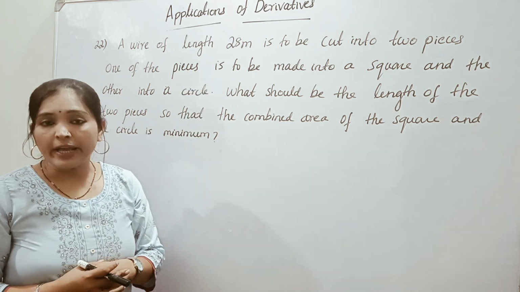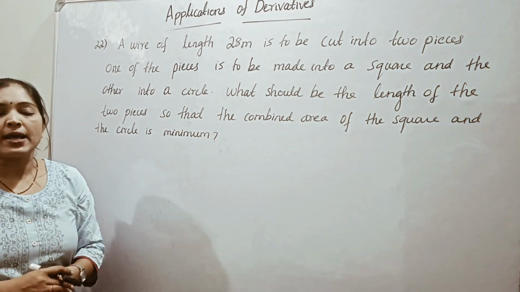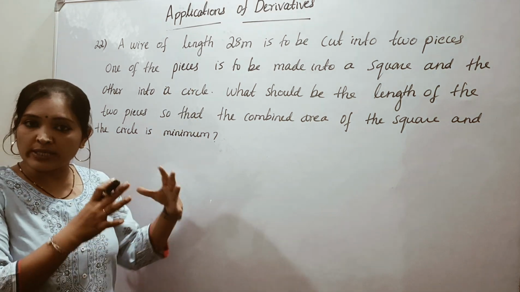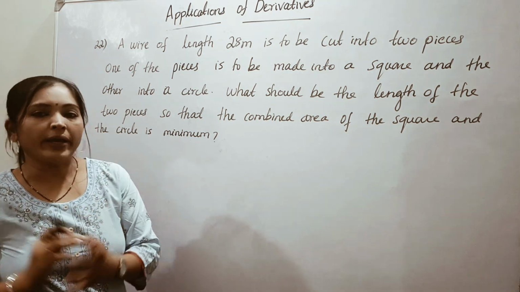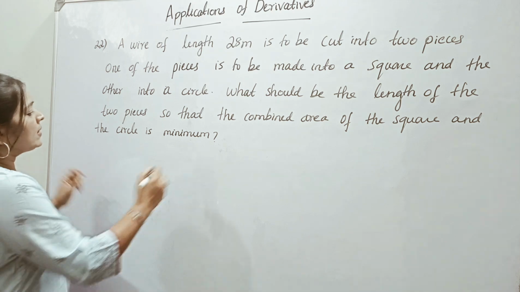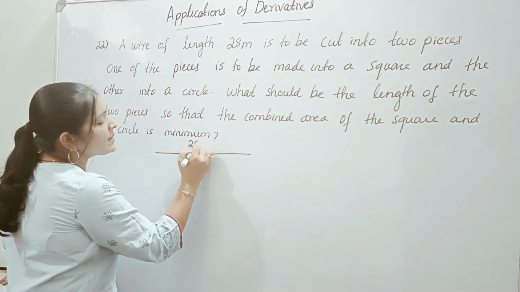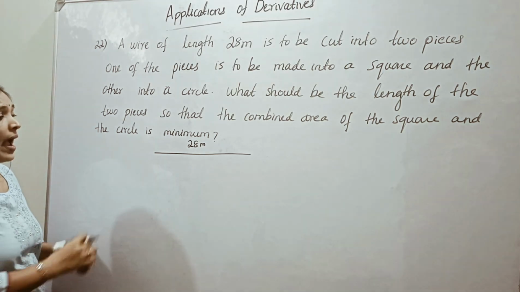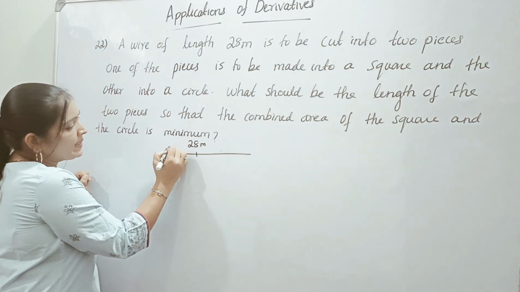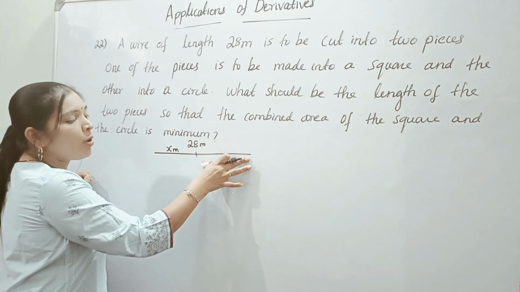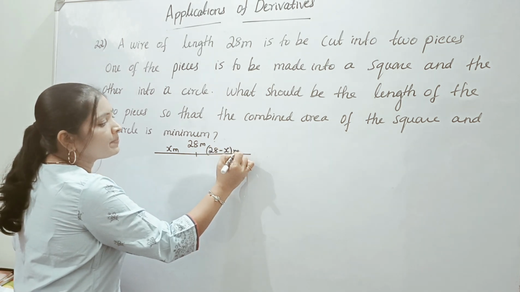Initially it was 28 meter. So the 28 meter wire is cut into two pieces. One piece is to be made into the circle and the other piece is to be made into a square. So here let's suppose it is a wire. Its total length is 28 meter and this wire is cut into two pieces. Suppose one is x meter, then what about this length? It is nothing but 28 minus x meter.